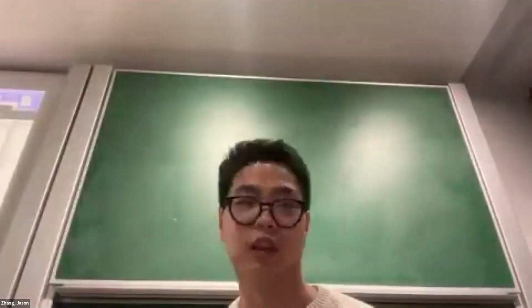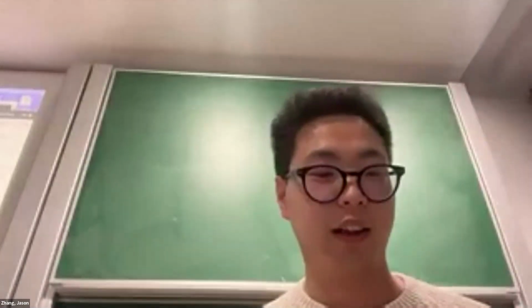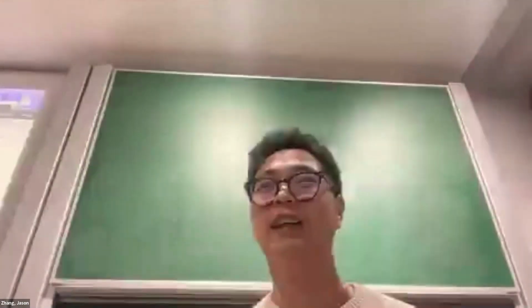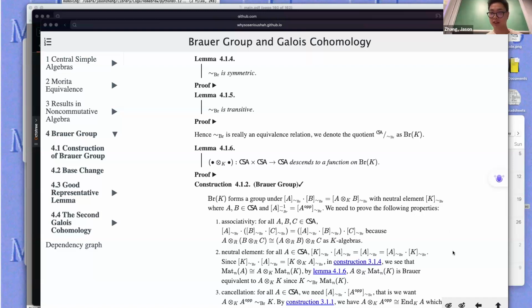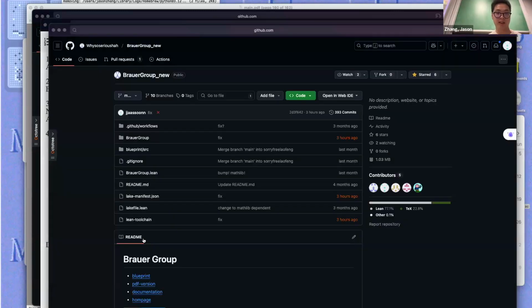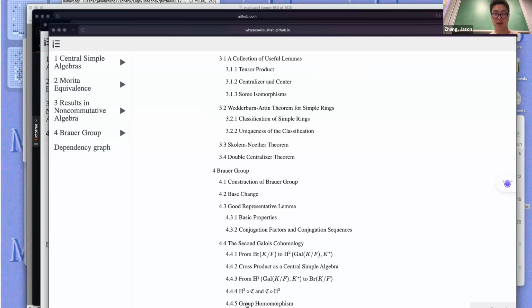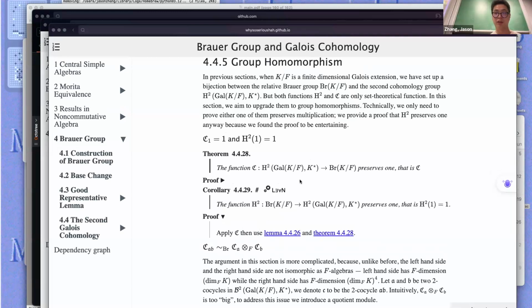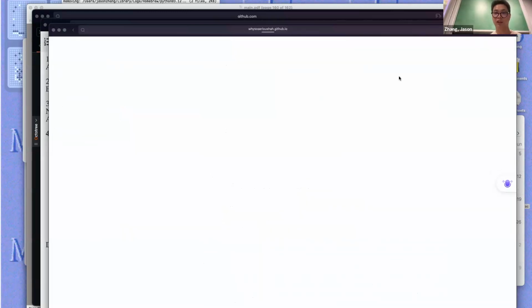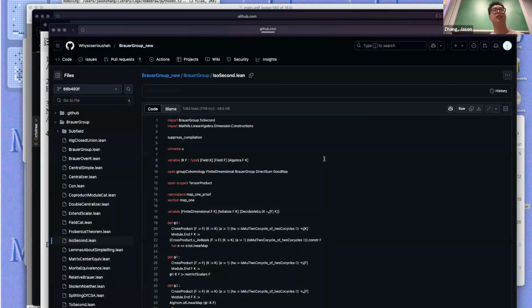I realize I'm not sharing. So again, what I just said is all the code you can find in this link, and in this link there is a blueprint. In the blueprint you can find detailed math proof, and all the math proofs are linked to the Lean implementation. You can click around and explore.